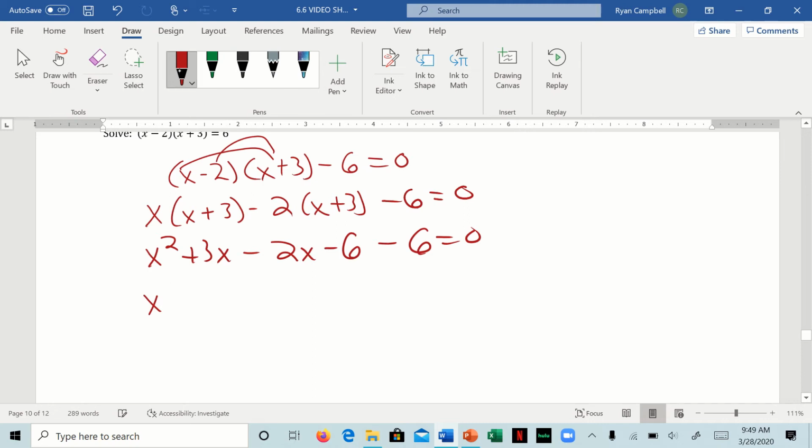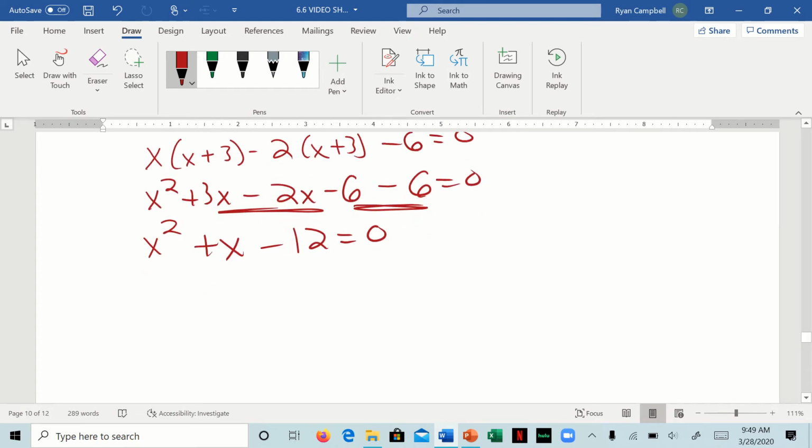So we get x squared. We can combine those two to get plus x and combine those two to get minus 12 equals 0. Then we factor. So what two numbers multiply gets you negative 12, adds gets you 1.